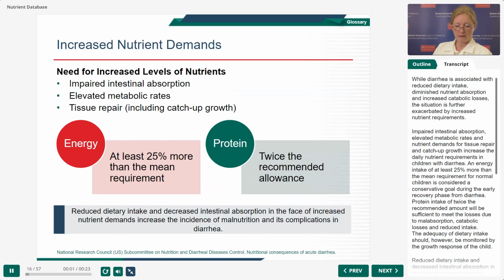During diarrhea, there is an increased nutrient demand, and that demand is quite elevated. There are studies suggesting that at least 25% more calorie intake is needed, and that up to twice the amount of protein is needed to help maintain the nutrition status in children with diarrhea.